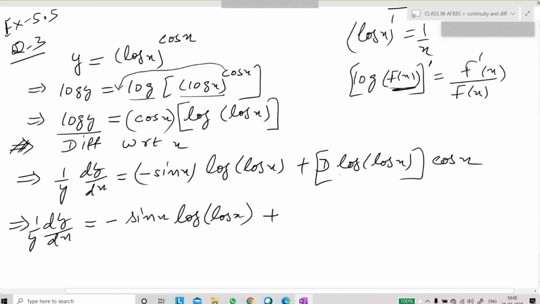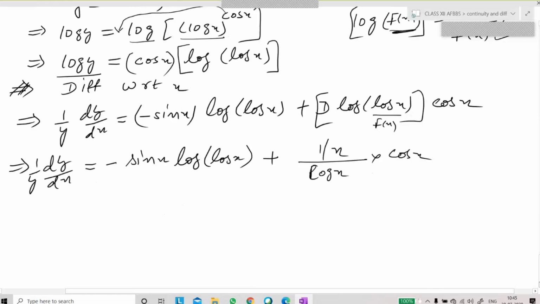Same is the case here. Here log is applied on log x. So here log x is like f(x). So according to this rule, its derivative will be 1 upon f(x), in the place of f(x) log x, and in numerator you will write f dash x, meaning the derivative of log x, which is 1 by x, into cos x.